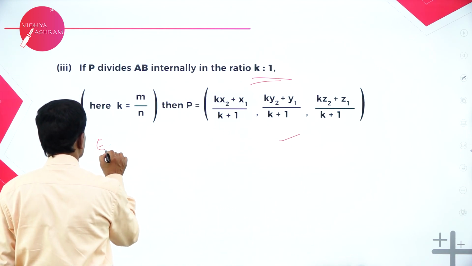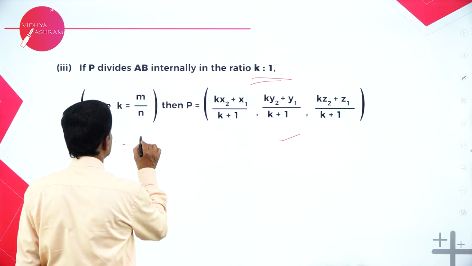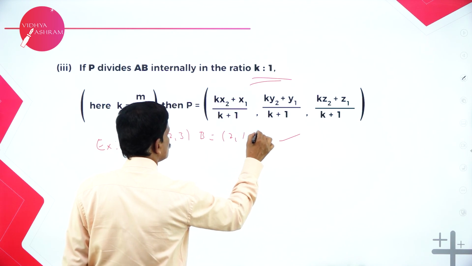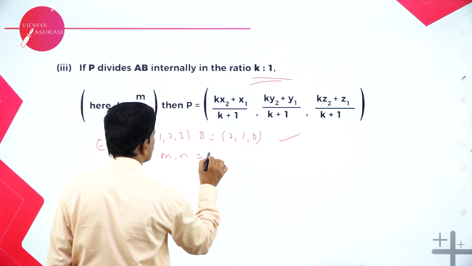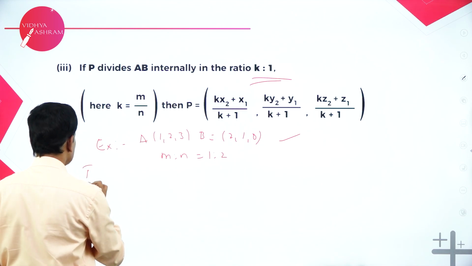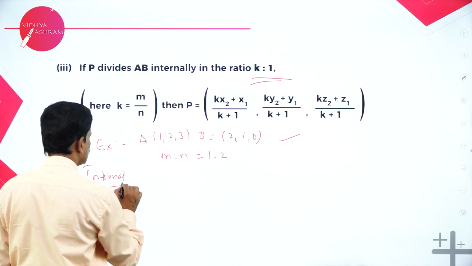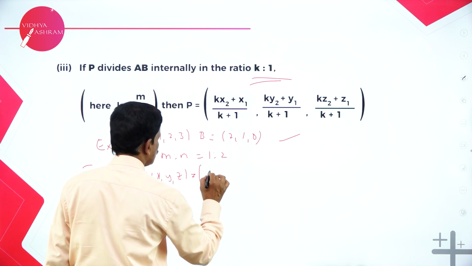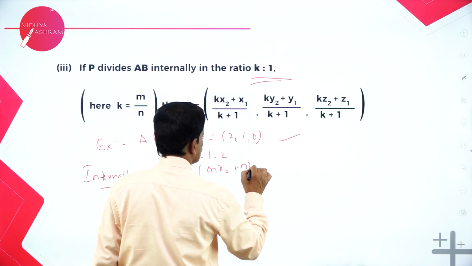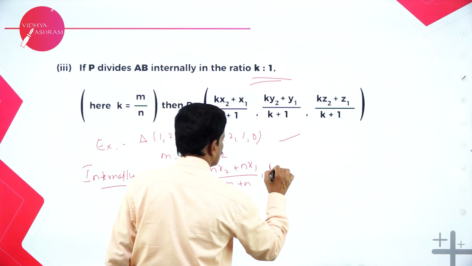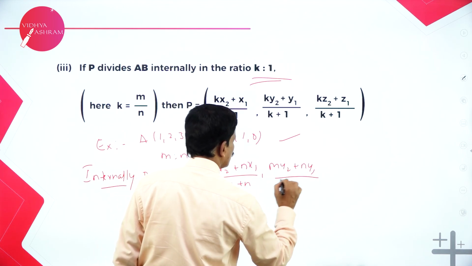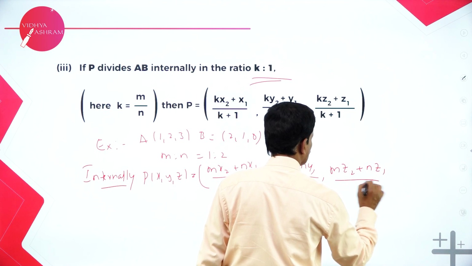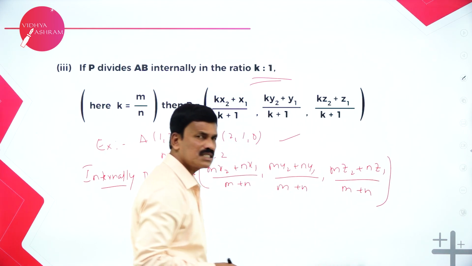By knowing this, let us take a simple problem. Suppose, for example, find the coordinates of the point dividing A(1, 2, 3) and B(2, 1, 0) in the ratio m is to n equal to 1 is to 2. Then the internal division is given by P(x, y, z). What is the formula for internal division? (mx2 + nx1)/(m + n), (my2 + ny1)/(m + n), (mz2 + nz1)/(m + n). Right, this is an internal division.